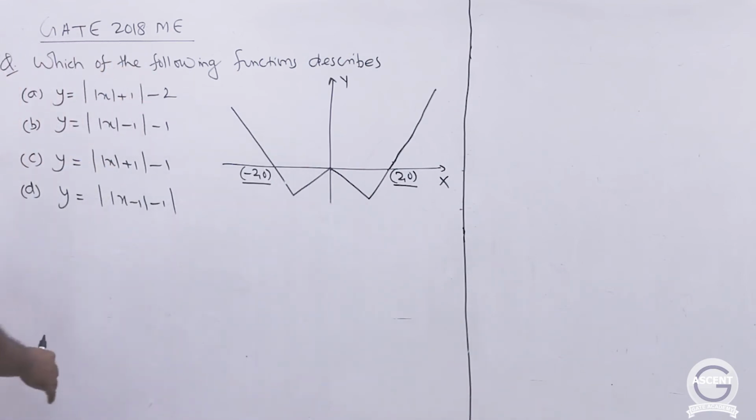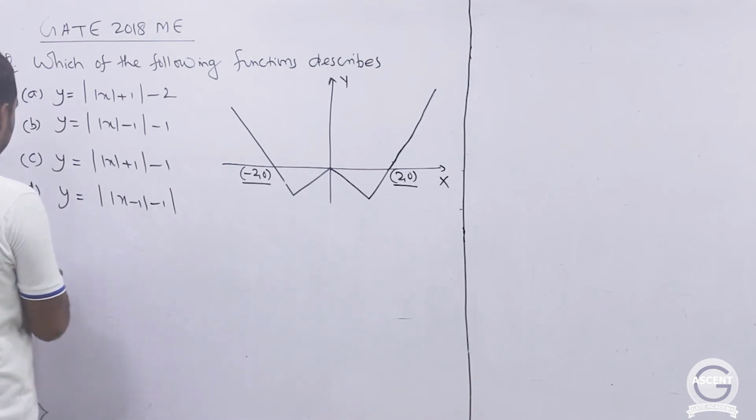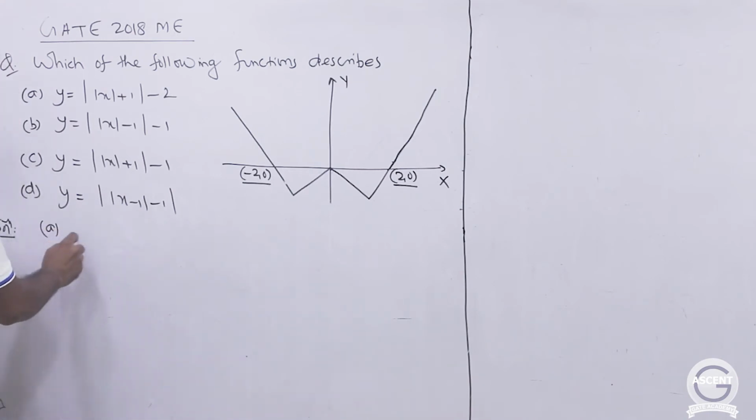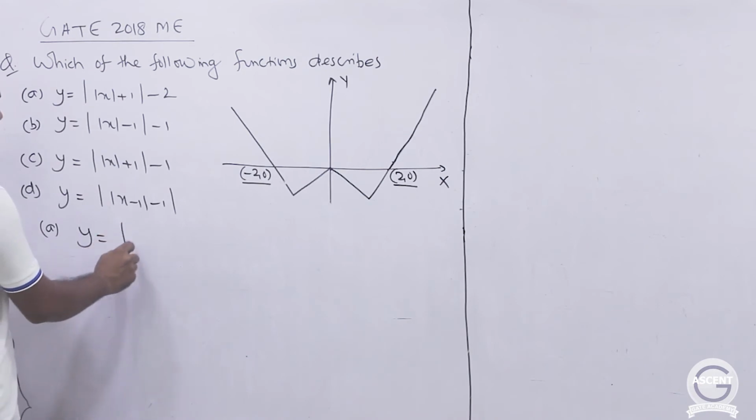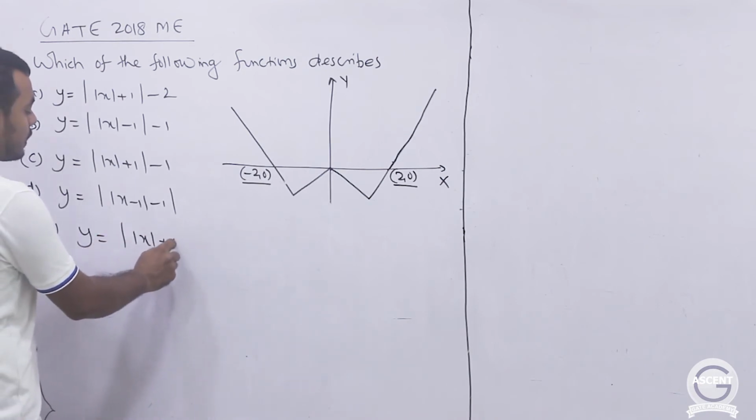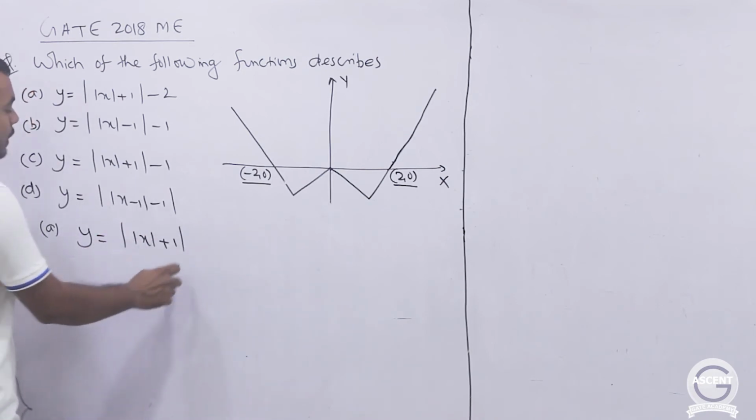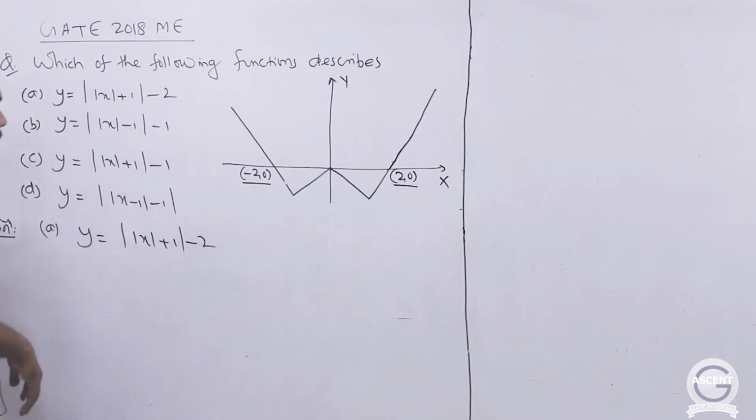So here we need the concept of graphical transformation. We are going to see the graph of each one of these four functions, and then we will see which one is the correct option. Our first function, option A, is y equals to mod of mod x plus 1, minus 2. Now let me show you how to draw the graph of this function.